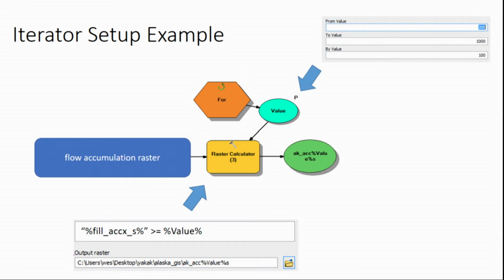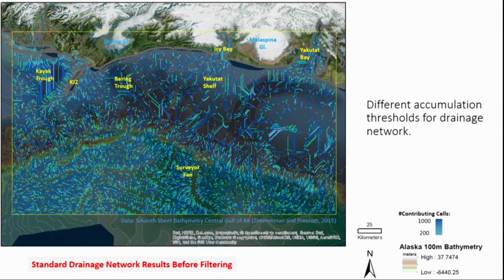How do you set up the iterator? It basically works like this. You feed in some data into one of your tools, you attach the iterator to that, you tell it from what value to what value, and then the tricky part that took me a little bit of the learning curve was you have to put your value in one of your statements for raster calculator in this example, as well as in your file name. That's a way to make sure you get one file per iteration, which was important to me.